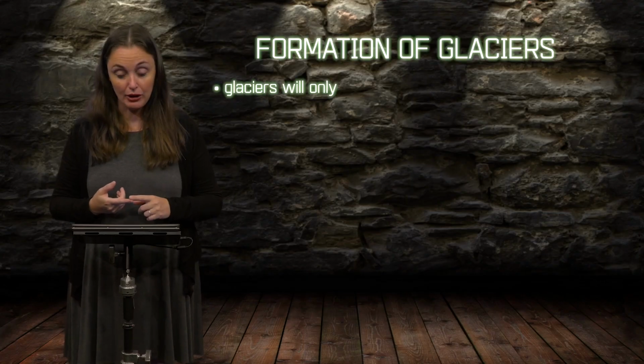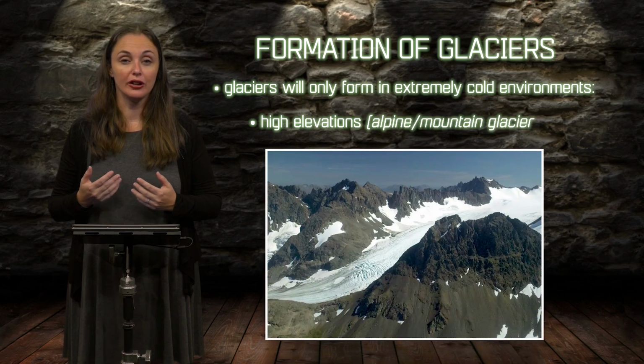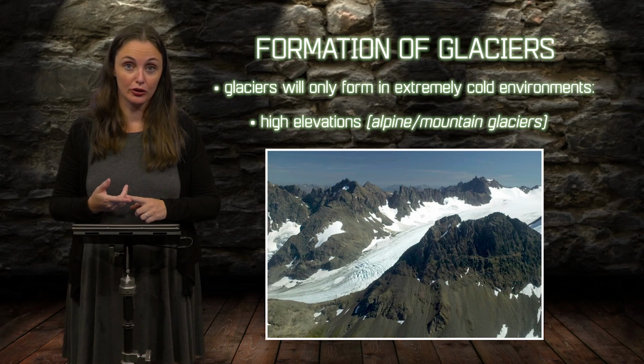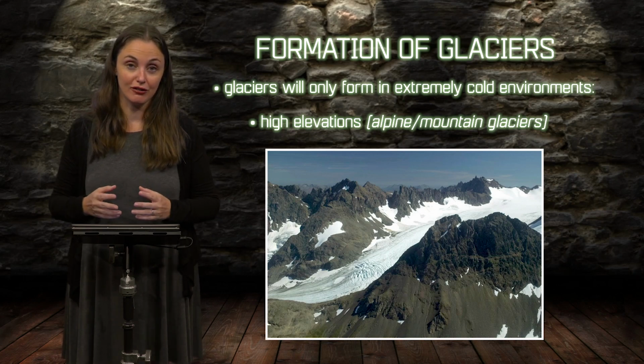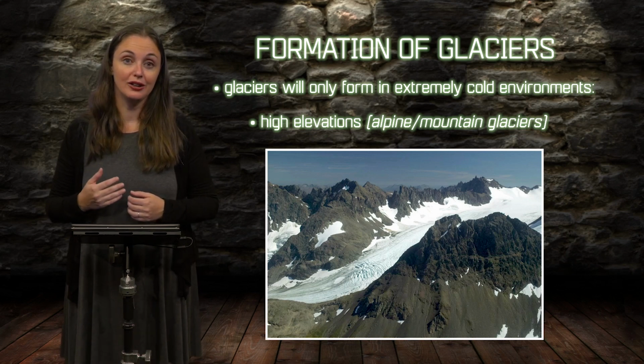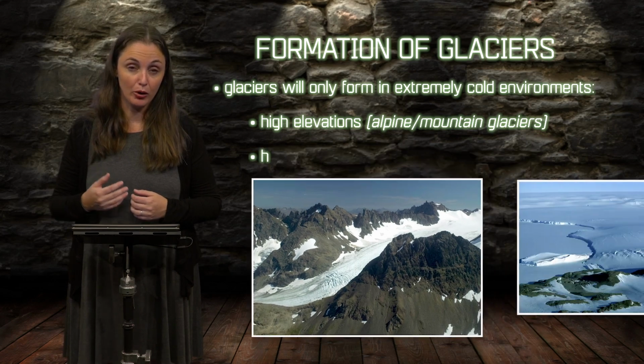We have glaciers only under the following conditions. We have alpine glaciers, or mountain glaciers, where your land elevation is high enough for the temperature to be cold and to stay below 32 degrees Fahrenheit throughout the entirety of the year, and that allows for the snow to accumulate year after year. Or you have glaciers only in your very, very high latitudes in your polar regions.